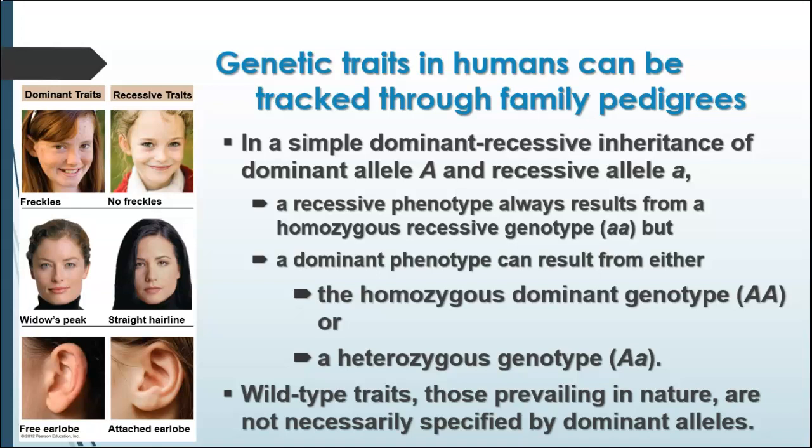The other term that we use a lot in genetics is something called wild type. Wild type is the more common genotype in the population. And we have a tendency to think that if it's more common, it's probably dominant, but that's not always the case. For instance, a widow's peak is dominant, but it's much less common in the population than a straight hairline is.